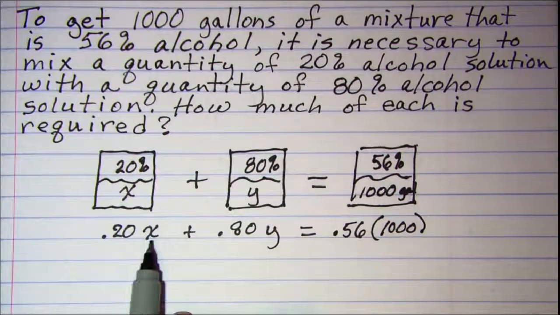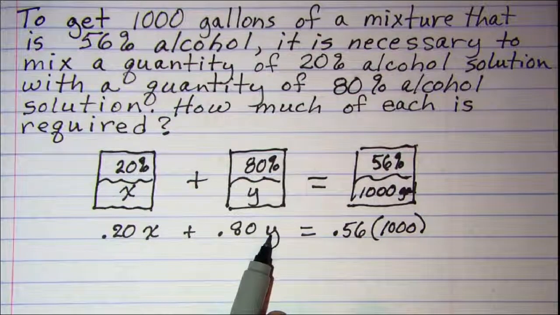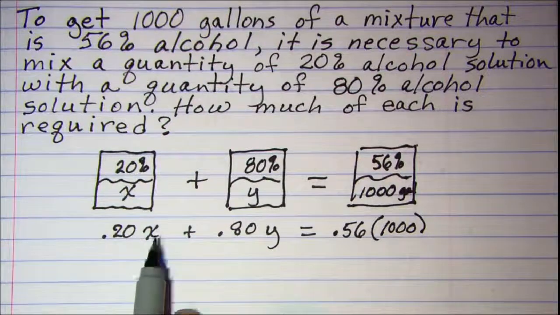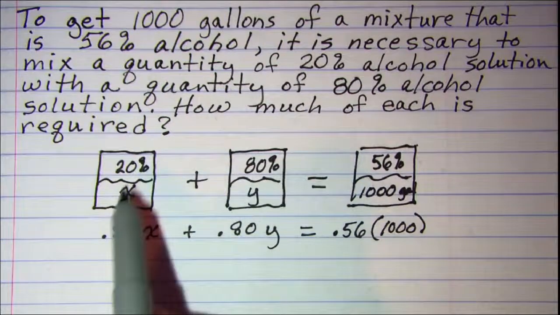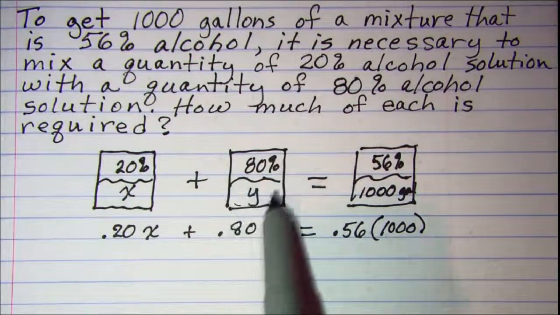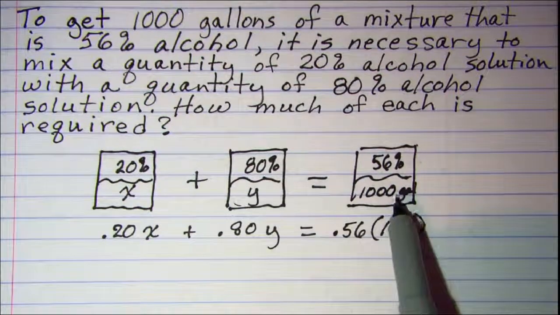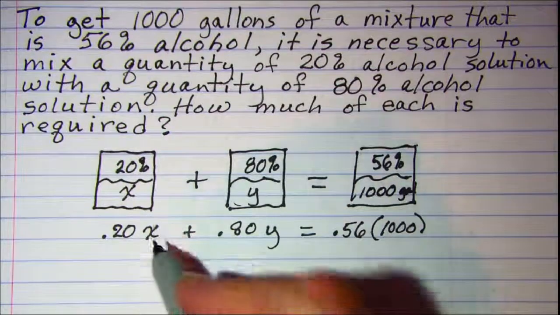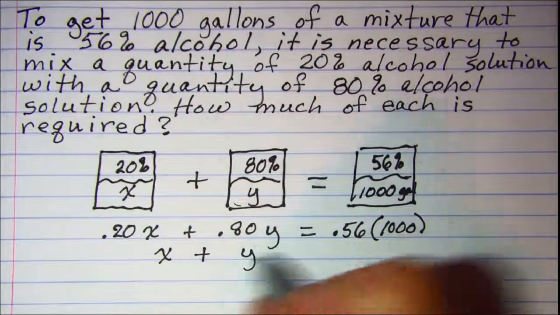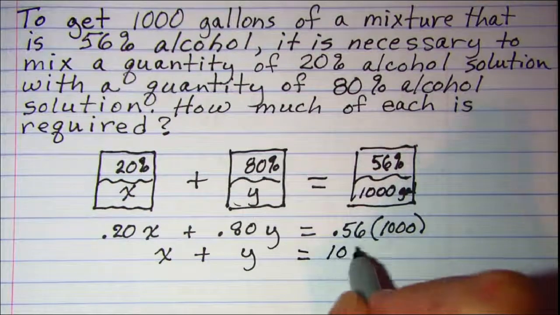Now, since I have two variables, I need two equations before I can solve this system. The other equation comes from the fact that X added to Y has to equal 1,000 gallons. So my second equation then is X plus Y equals 1,000.